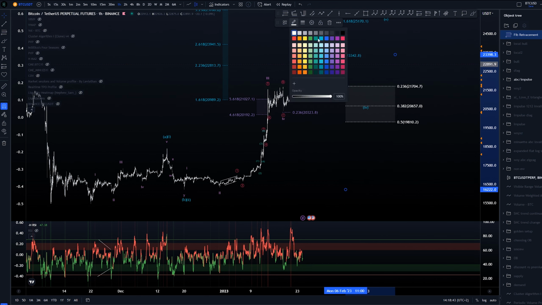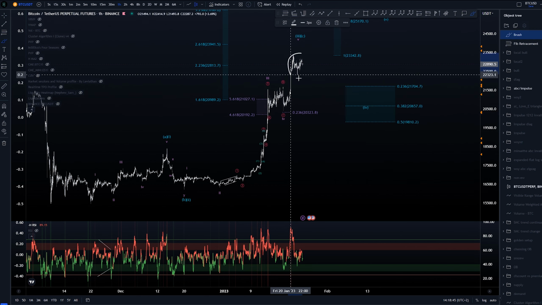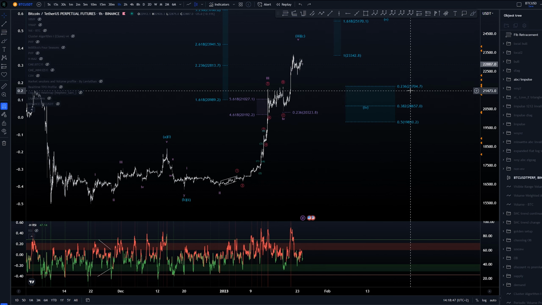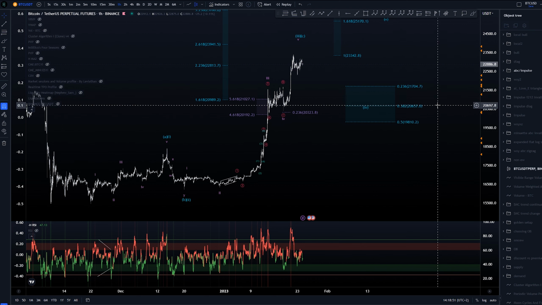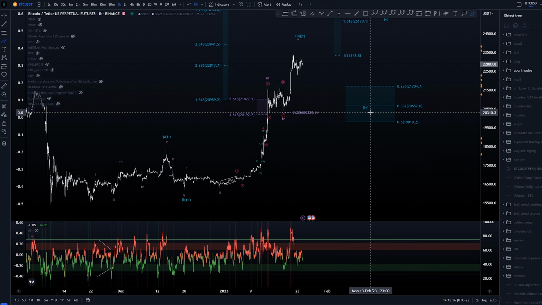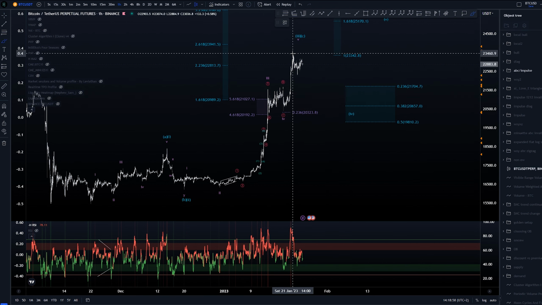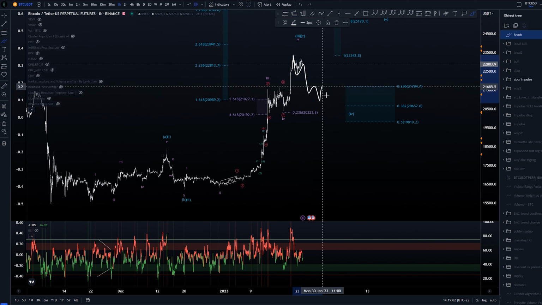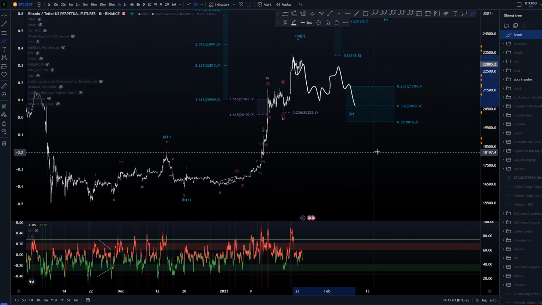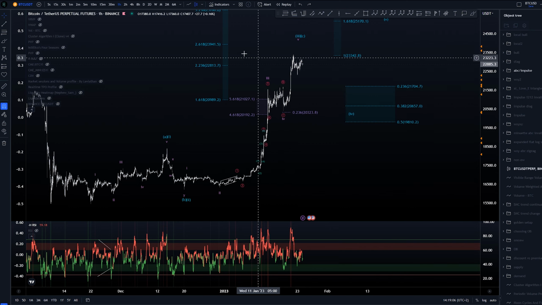But we need to confirm that this structure here is done. We can still look at this area. 20,657 would be the main target for wave 4, if we were to pivot right now and create something like that, or however it's going to create that structure. But we'll look into that next, on the smaller time frames.